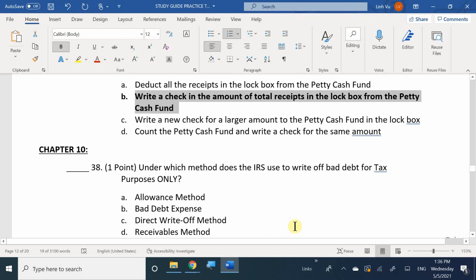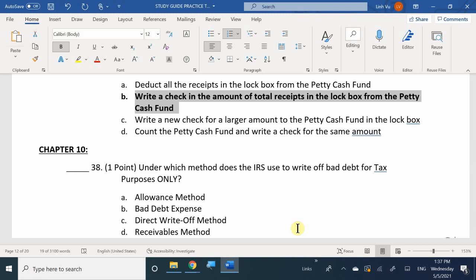All right, chapter 10 now. Question number 38, okay? Under which method does the IRS use to write off bad debt for tax purposes only? C. C, right? Direct write-off method, yes. As we discussed before, there are two ways to write off bad debt. The direct write-off is used for tax purposes only, because it directly takes the accounts receivable and writes it off directly into bad debt expense.